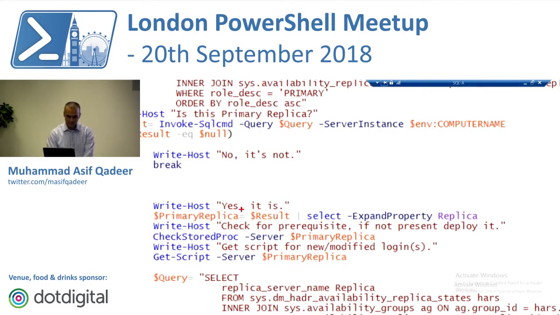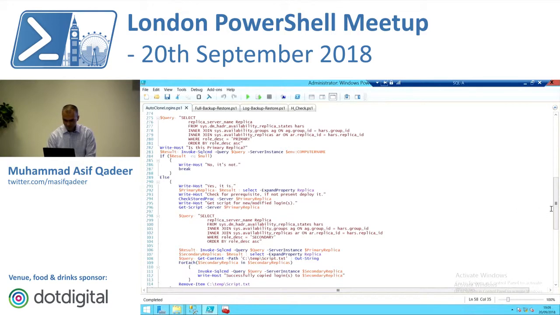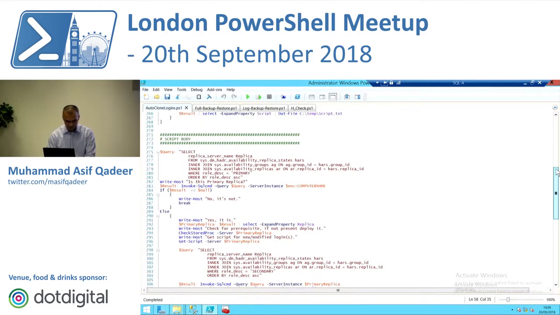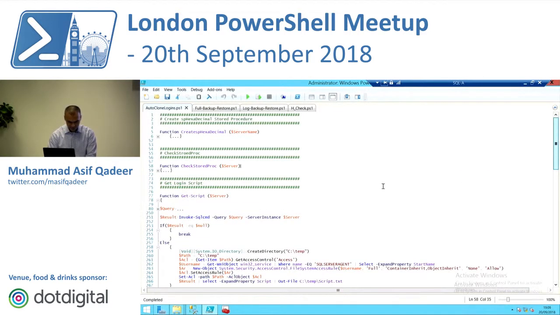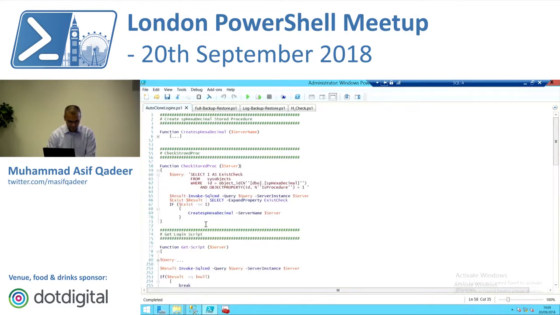So here it passes the result, checks for the replica and stores the replica name in this variable, which is the primary replica. Then it checks for the prerequisites. There is a function I've created at the top, check store proc, and it passes the server name, which is the primary replica. So it goes up and checks in this one. So it's a simple check.